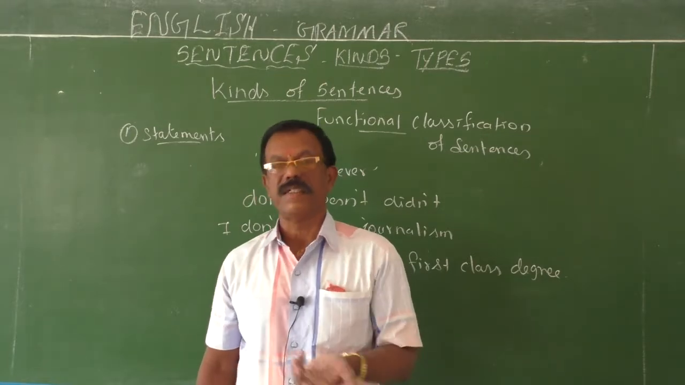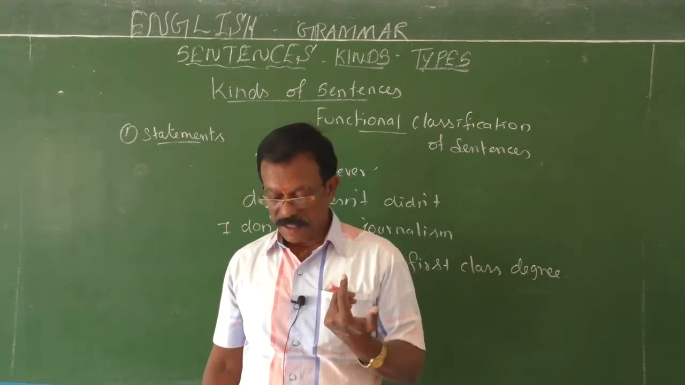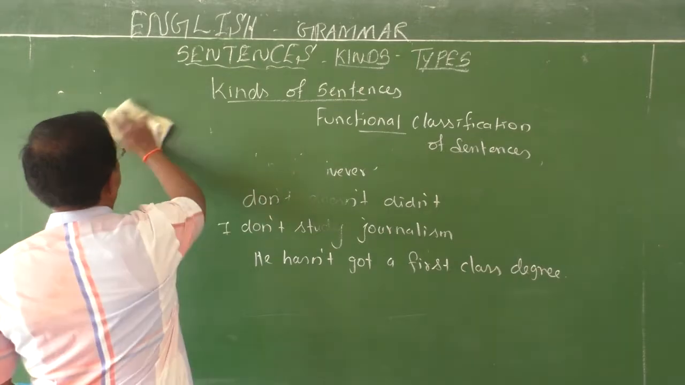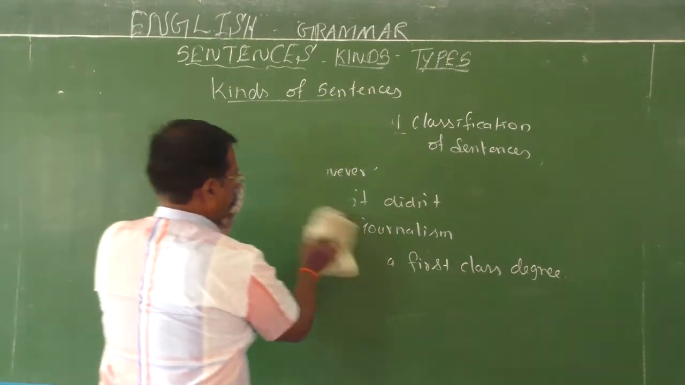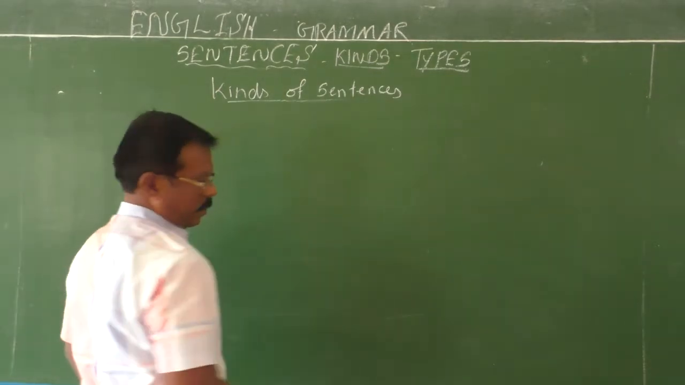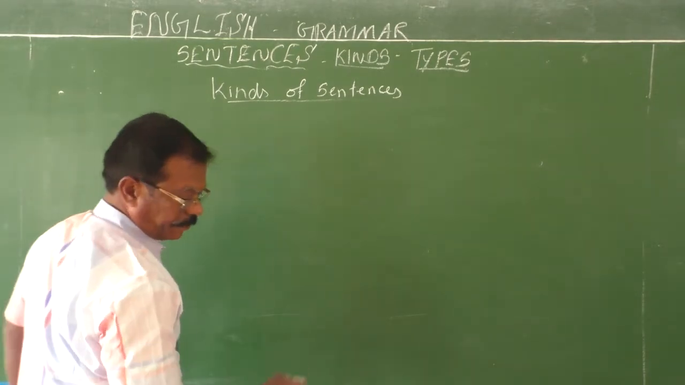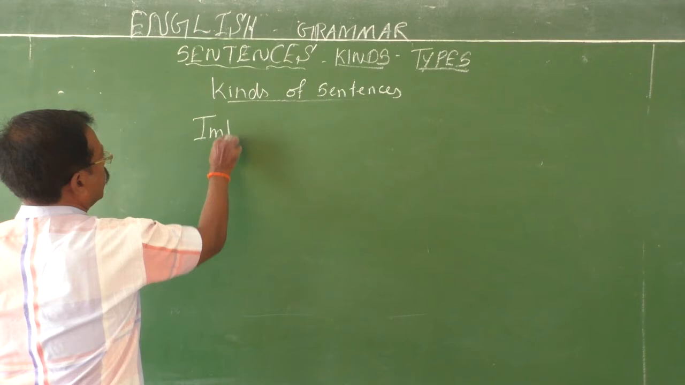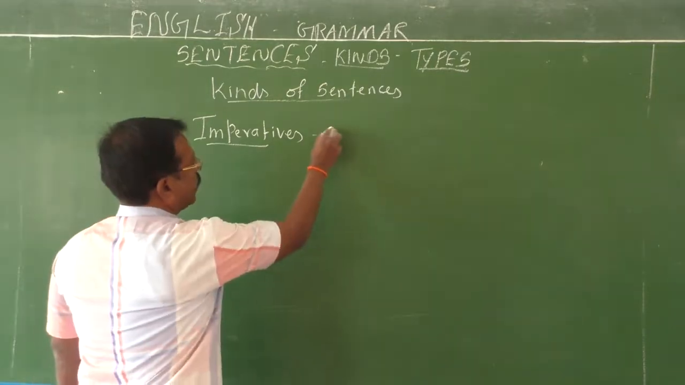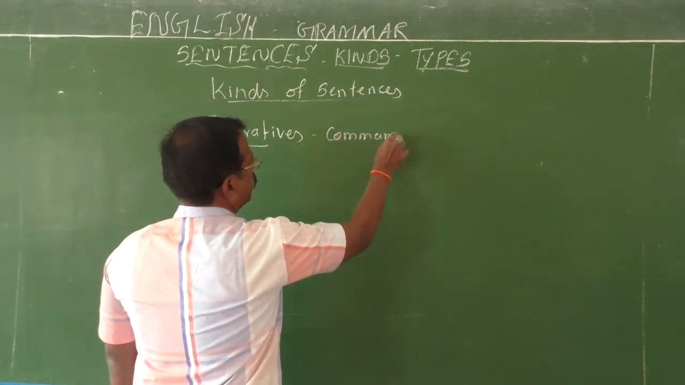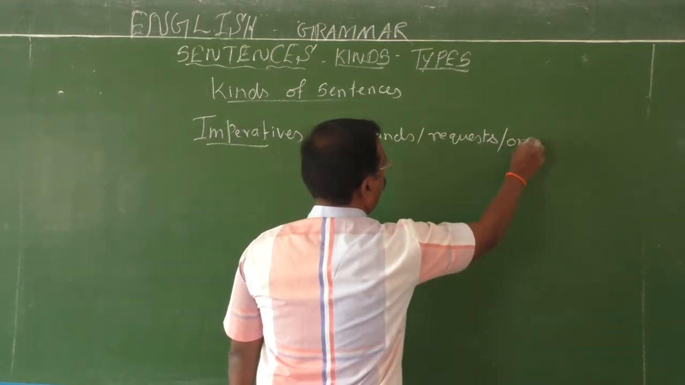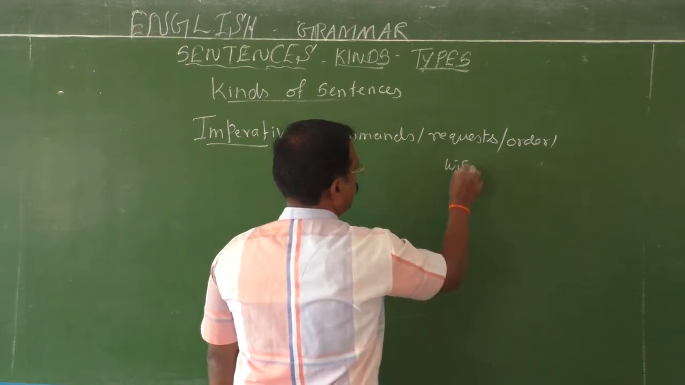Okay, fine. Next type of sentence: imperatives. Let me explain imperatives. So, first type statement, second type imperative. Imperatives. They are also called commands. They are also called requests. They are also called orders and wishes.